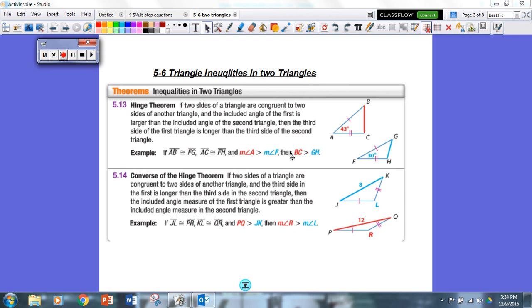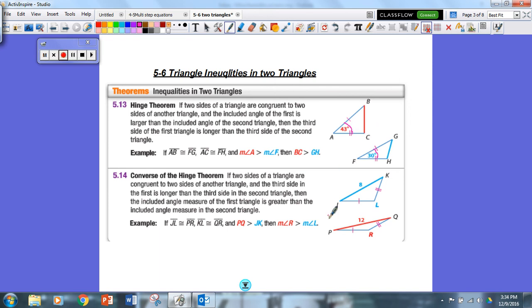So if we look at these triangles that we have, I know that AB is congruent to FG and that AC is congruent to FH. Knowing that, and knowing that angle 30 is smaller than angle 43, tells me that GH is smaller than BC.